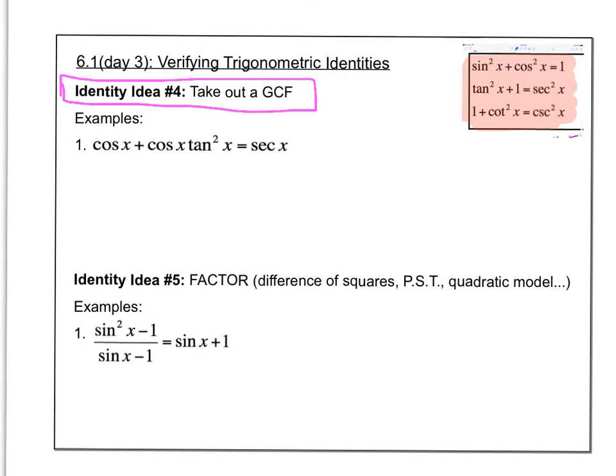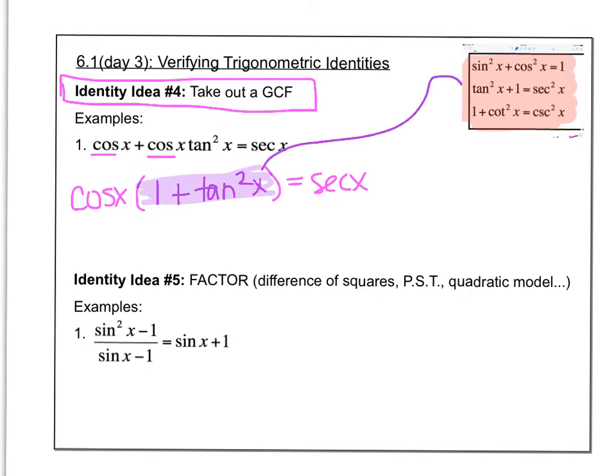So if you look at this first example, since both of these have a cosine, we can actually take that out. Just be careful, when you take it out of the first one, there's still going to be a 1 left. So it's going to be cosine factored out, 1 plus the tangent squared is left. And our goal is to get secant x out of this. That inside part, 1 plus tangent squared x, is actually equal to secant squared x.